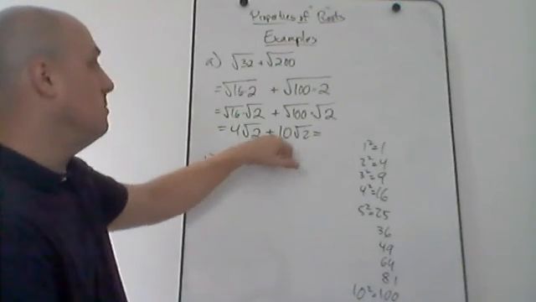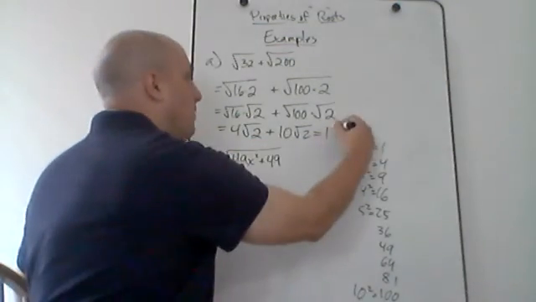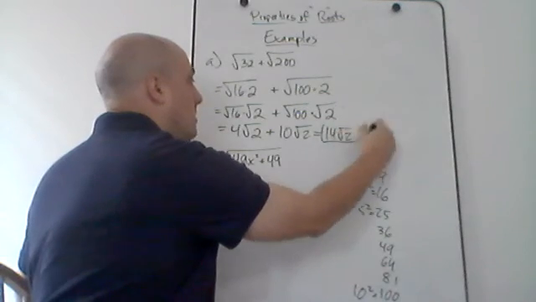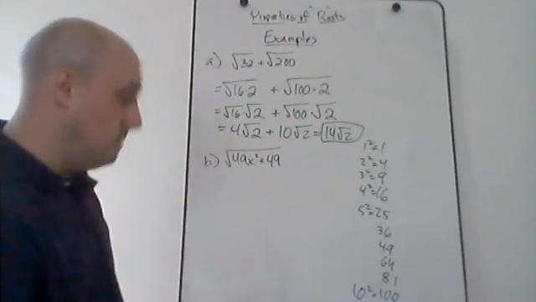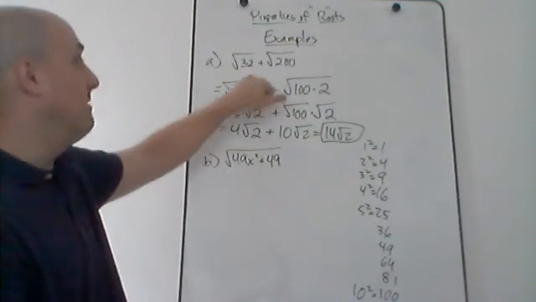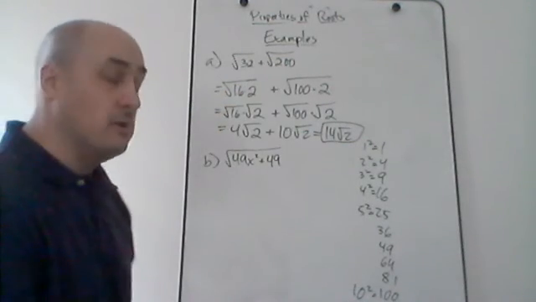4 square roots of 2 plus 10 square roots of 2 equals 14 square roots of 2. So I get 14 root 2. That is the value, or the simplified form, of the square root of 32 plus the square root of 200.